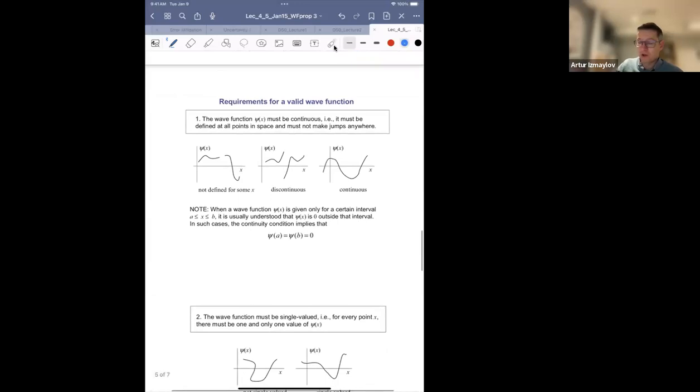Okay. Now there are other requirements for the function, and that sort of set of requirements is that the function needs to be, well, continuous. It needs to be kind of differentiable in most of the points.